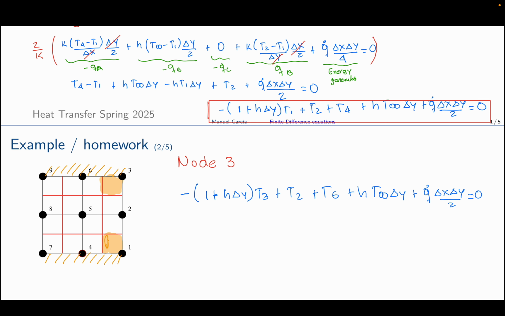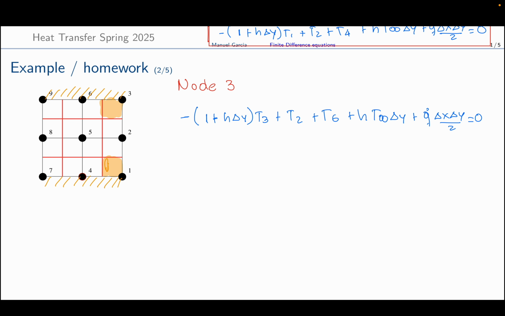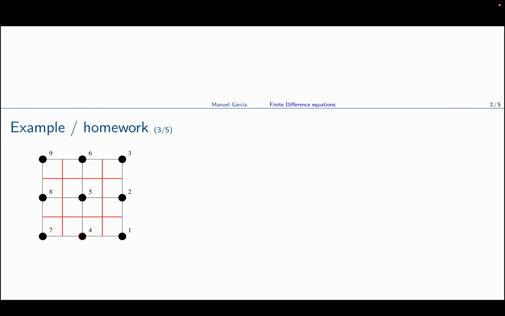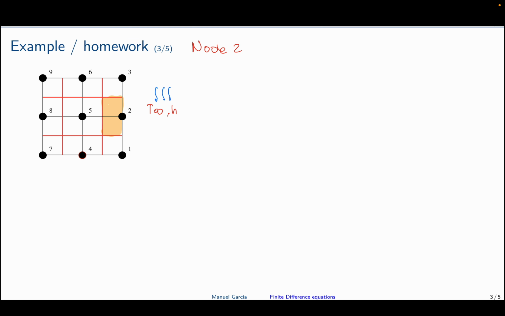Now we can continue with node 2. Node 2 is adiabatic, so it should be easier. So for node 2, let me do it in this color, and the area that we are considering is this. Well, it's not adiabatic, it's convection. So we have T infinity and h for the fluid that is outside. And that's the same case that we had for the quiz example.